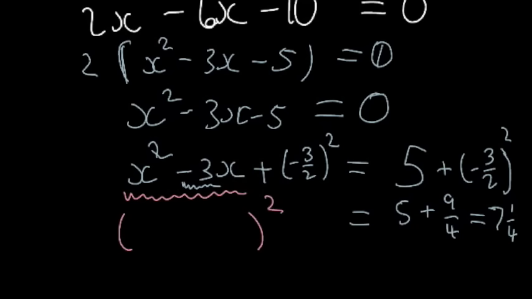So all I need to do now is I go x, and I say, well, what is the number that I need to have inside here? Well, I know because there's a minus 3x above, it's going to be a minus sign between the two things. And now what is the number that I'm going to use here? Well, it's going to be 3 over 2.